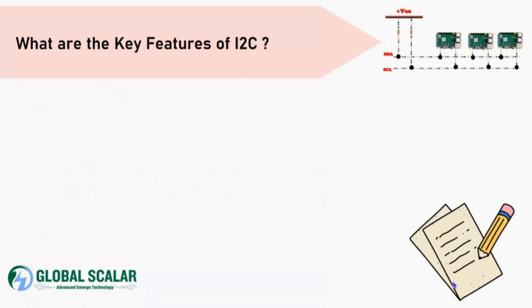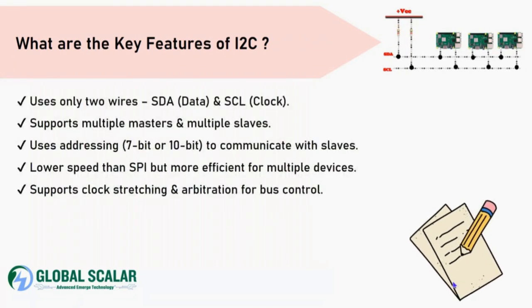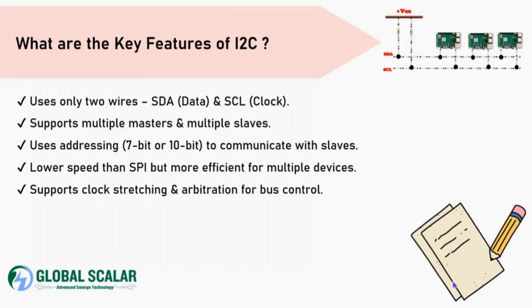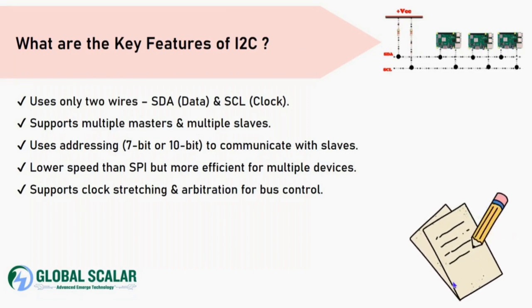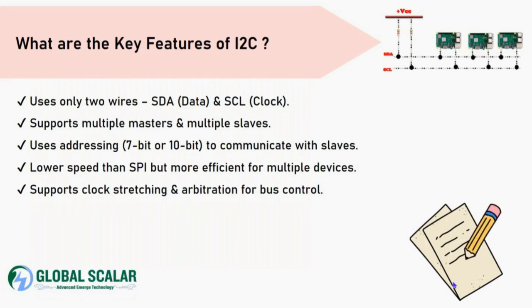What are the key features of I2C? It uses only two wires, serial data and serial clock, supports multi-master and multi-slave communication, and uses 7-bit or 10-bit addressing to communicate with slaves. It is lower speed than SPI, but more efficient for multiple devices, and supports clock stretching and arbitration for bus control.